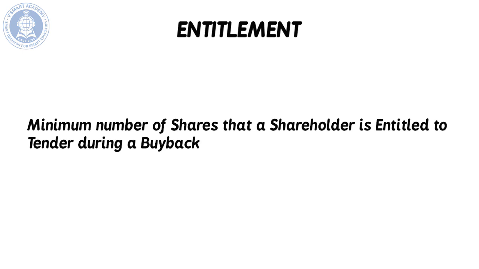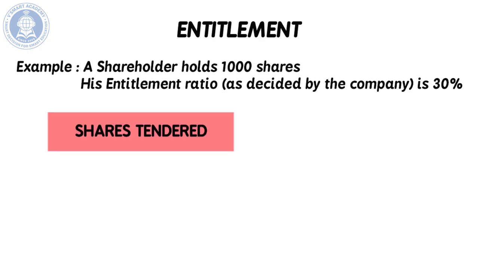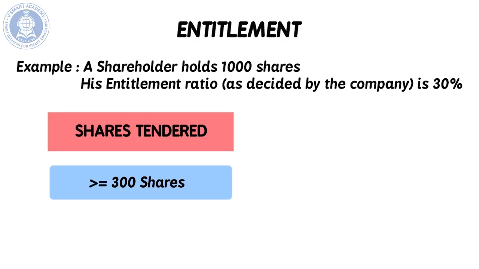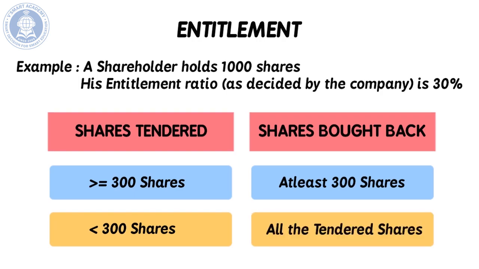Entitlement refers to the minimum number of shares that a shareholder is entitled to tender during a buyback. For example, let's say a shareholder holds 1000 shares and his entitlement ratio as decided by the company is 30%. So, if the shareholder tenders greater than or equal to 300 shares, then the company will buy back at least 300 shares. But if the shareholder tenders less than 300 shares, then the company will buy back all the shares that have been tendered.